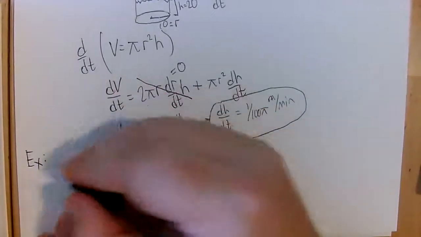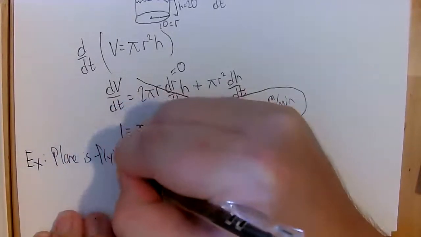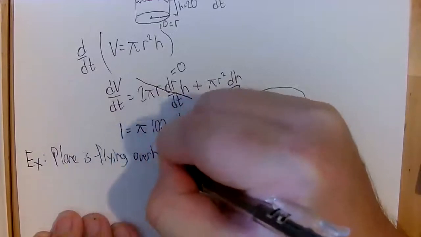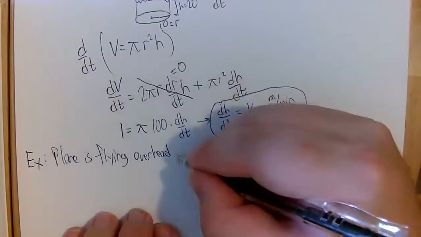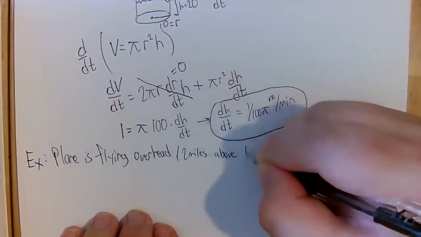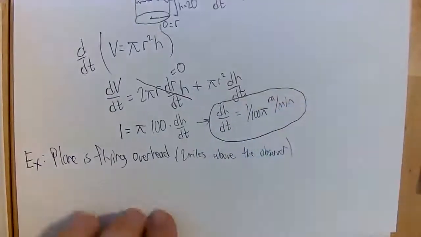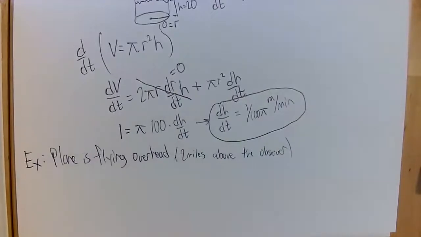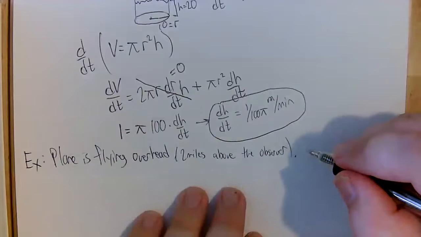Okay, so suppose a plane is flying overhead and it's 2 miles above the observer. So we're some person watching this plane, and it's flying pretty high up. It's flying 2 miles above us here. All right. So this problem is going to be a little bit strange. This problem is actually going to have an angle in it.